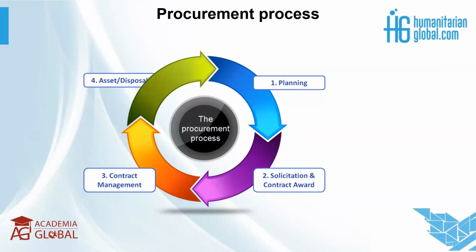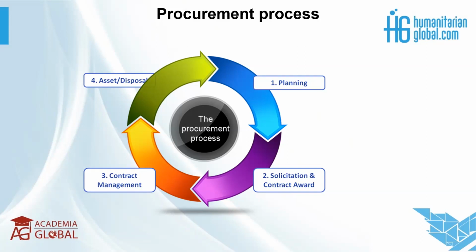There is the planning bit of it, which is the first phase, where we determine what the needs are of an organization, a government, a person. The second one is solicitation and contract award. This is where you look for suppliers and onboard them, get quotations, and decide which supplier is okay. This is where tendering comes into play.